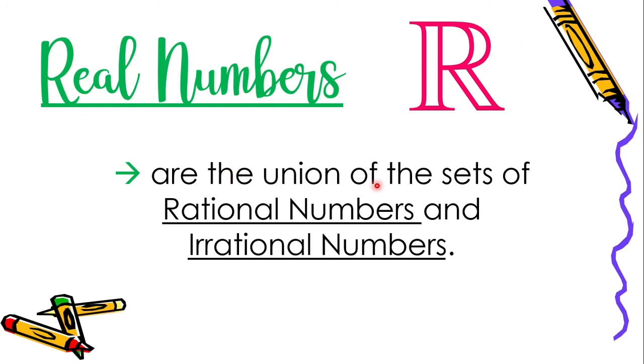So for the definition of real numbers, for representation, you have capital R. Those are the union of the sets of rational numbers and irrational numbers. Those are the numbers that can be located on the number line.